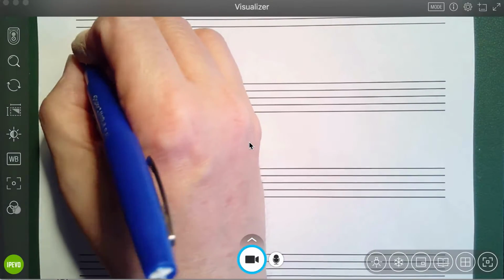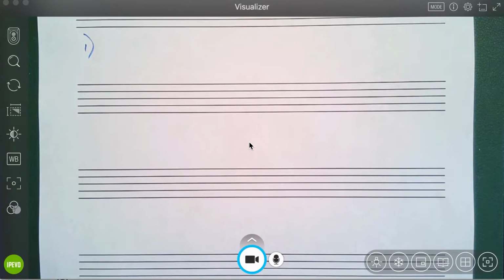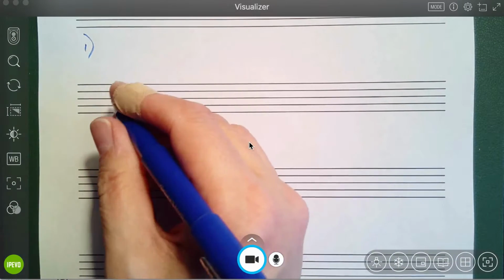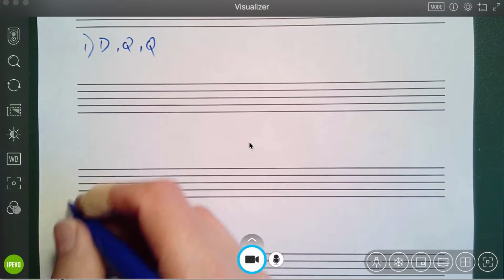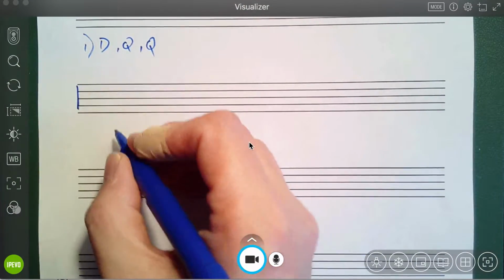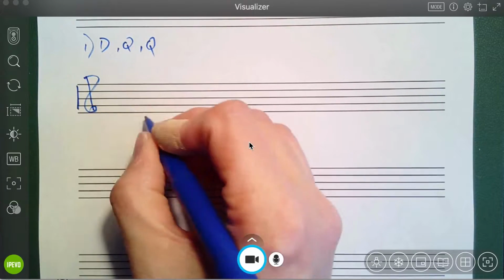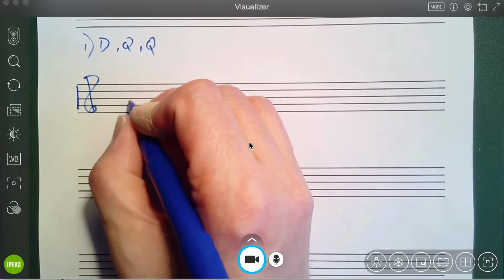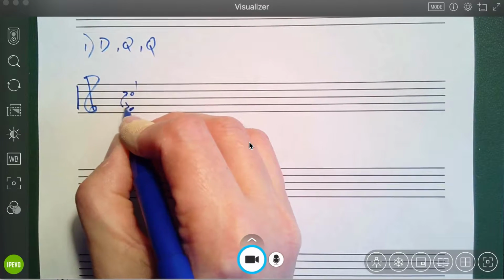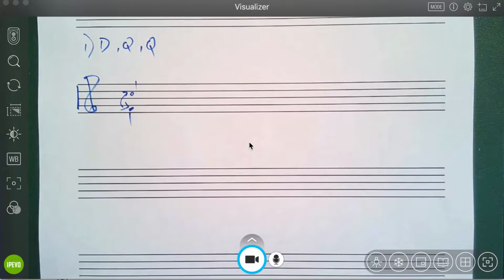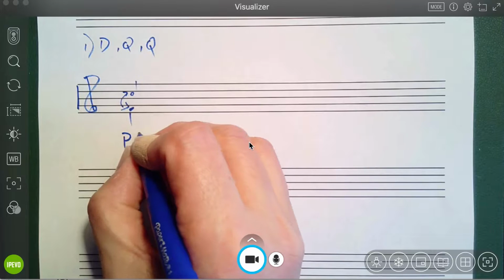Here's step one in intervals: the definition, quality, and quantity. An interval is the distance between two pitches. For example, if we have an F and a C, the distance between these two is an interval. This particular interval is called a perfect fifth.